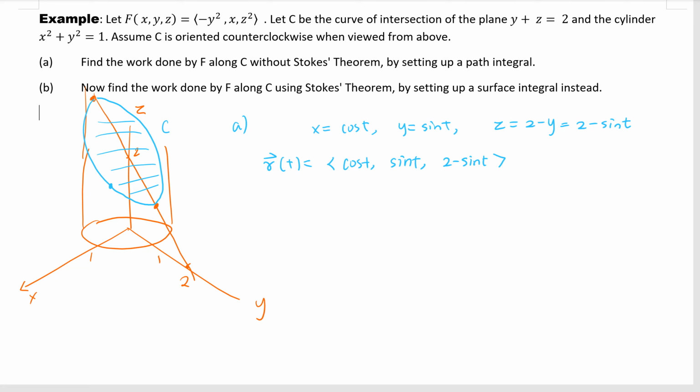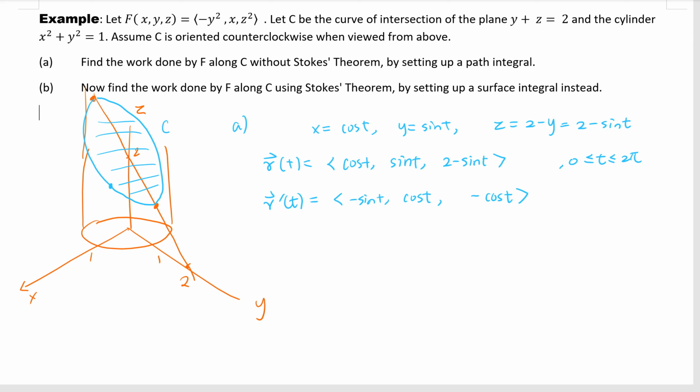And then what's the t? Because t represents the angle, right? So it's between 0 and 2 pi. And then how do we compute? We calculate the velocity. The derivative of cosine is minus sine. The derivative of sine is cosine. And then this is 2 minus cosine t. So far, so good? Oh, sorry, the root of 2 is gone. Yes, we have to be careful.